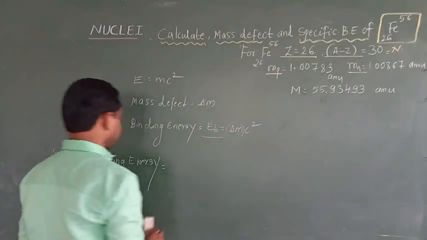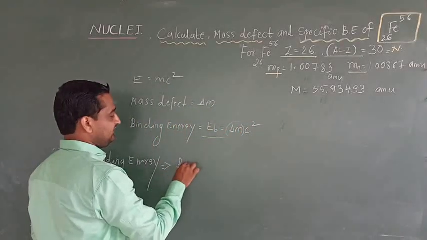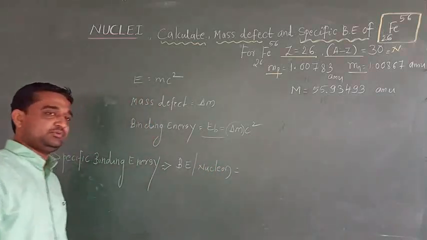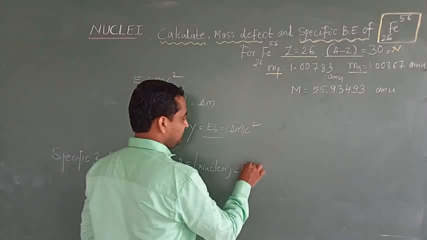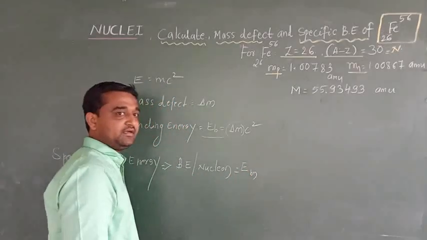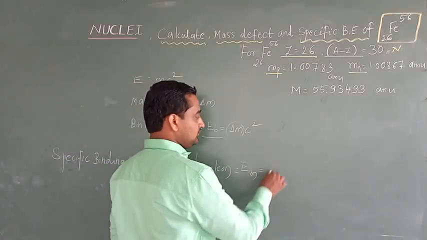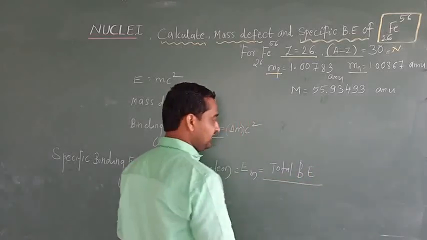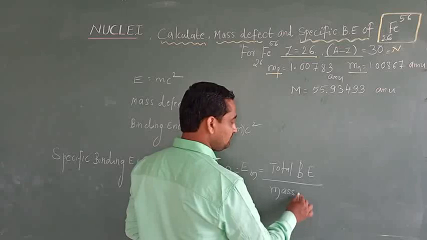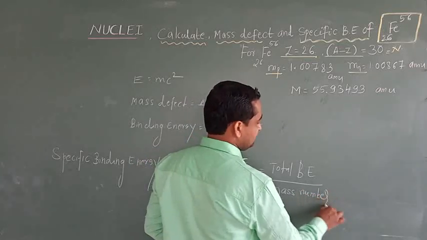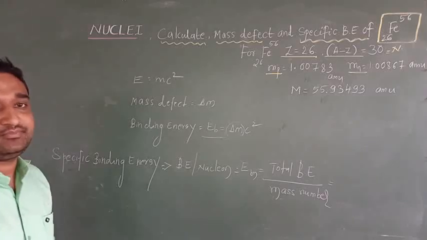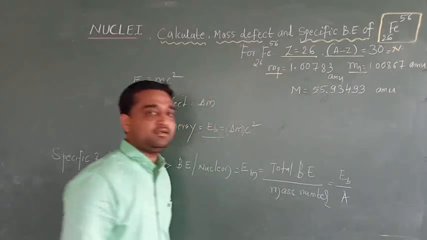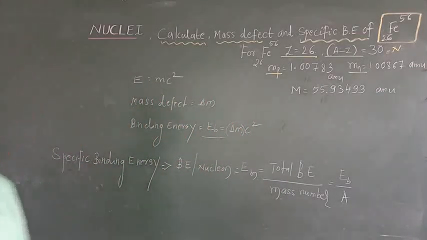Specific binding energy is also called the binding energy per nucleon, denoted by the symbol EBN. It is equal to the total binding energy divided by the atomic mass number, that is EB divided by A. That is called the binding energy per nucleon.